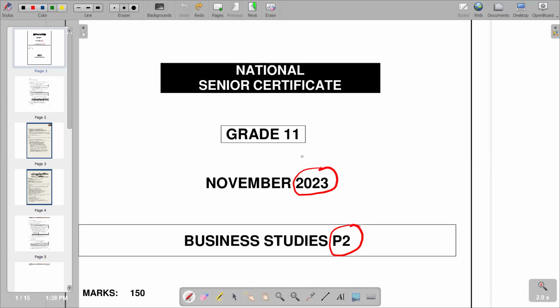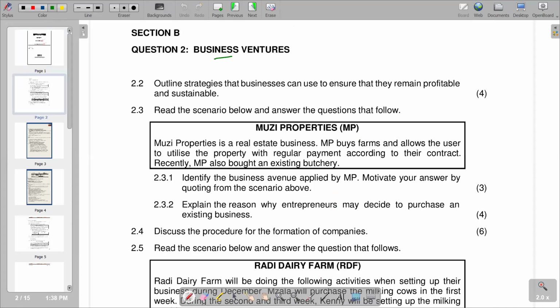In this video, we're going to look at the question paper of November 2023, paper 2. So we're going to look at question 2 on that question paper, on Section B. The first question that we want to look at is 2.2, which reads: outline strategies that businesses can use to ensure that they remain profitable and are sustainable.